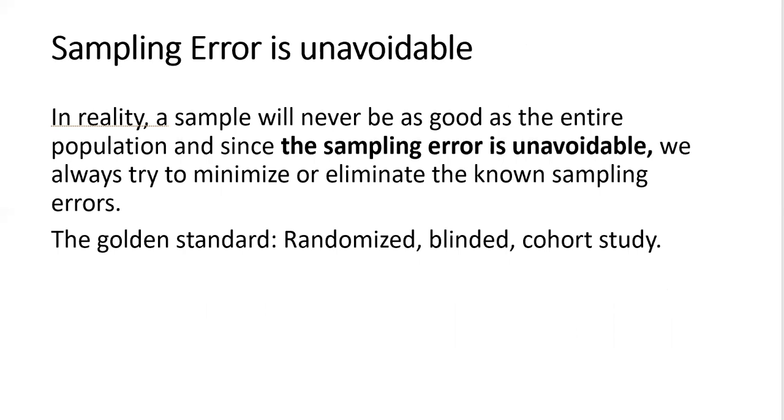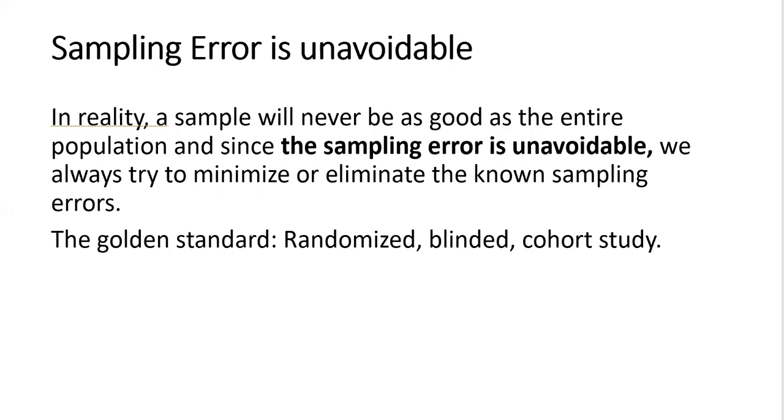Okay, so in reality, a sample will never be as good as the entire population. So the best way, if we want to avoid the errors, is to survey the entire population. However, it's not always feasible and is very time-consuming and costly. And since the sampling error is unavoidable, we try to minimize the non-sampling errors. So let's talk about the golden standard.